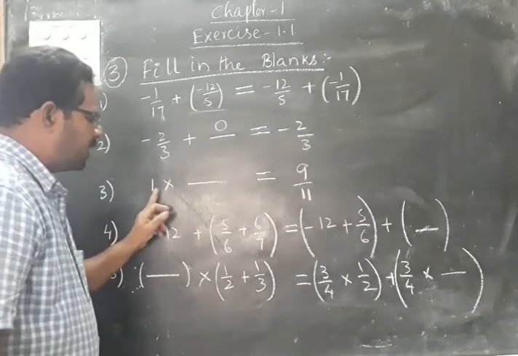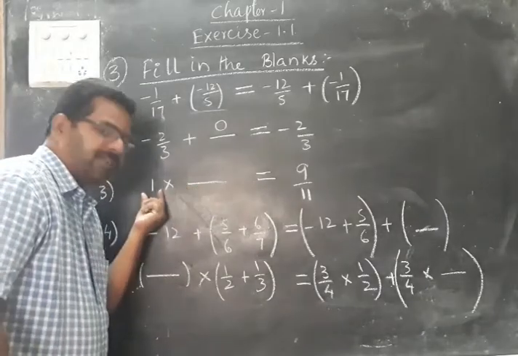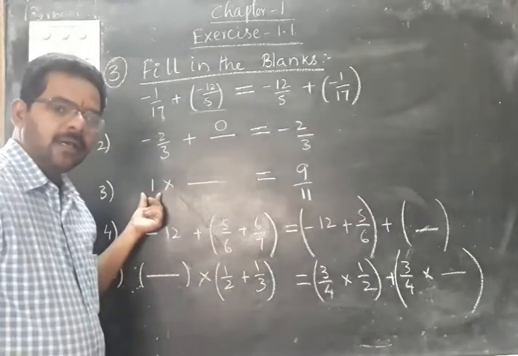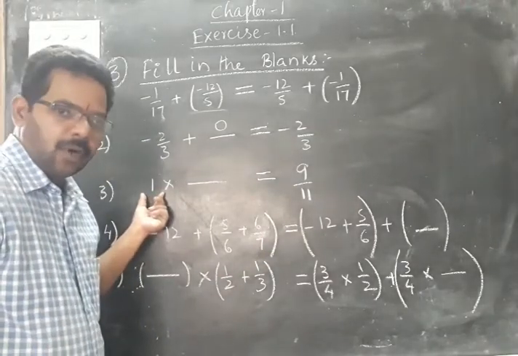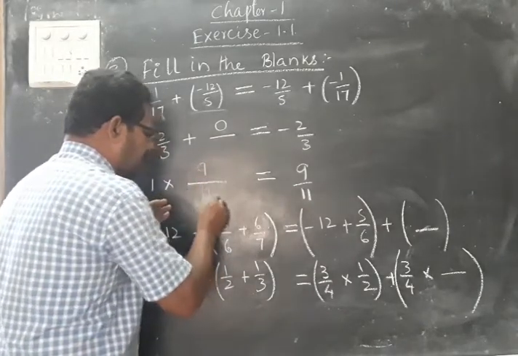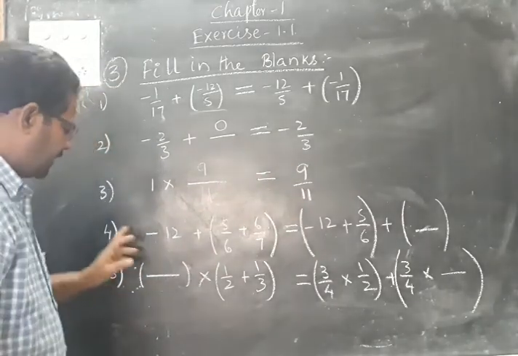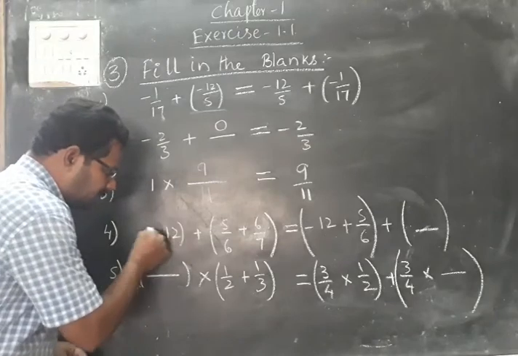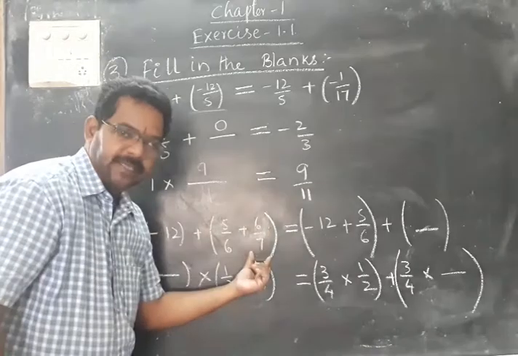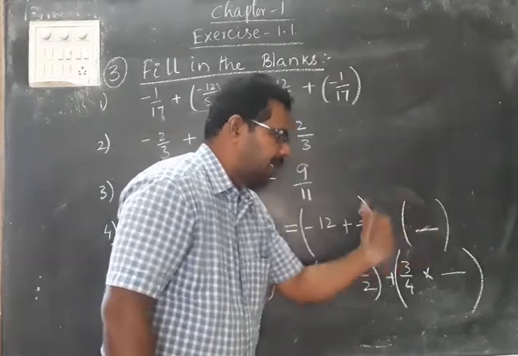Next, 1 into dash is equal to 9 by 11. Any number multiplied with 1, if you get the same number, then this 1 is called the multiplicative identity. We already discussed. So 1 into something, the something is nothing but 9 by 11. So 1 into 9 by 11 is equal to 9 by 11. Next, the fourth one. Minus 12, we are separating with a bracket. Minus 12 plus 5 by 6 plus 6 by 7 is equal to minus 12 plus 5 by 6 plus dash.